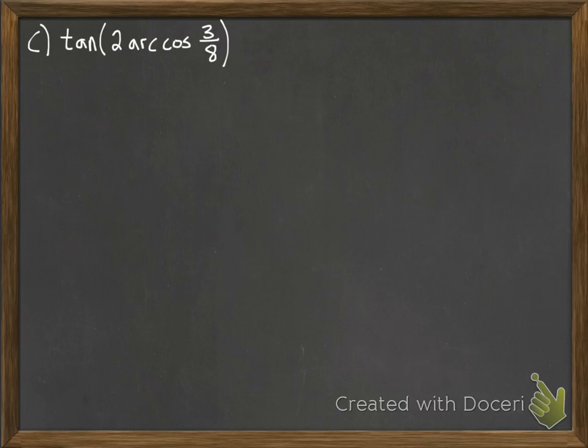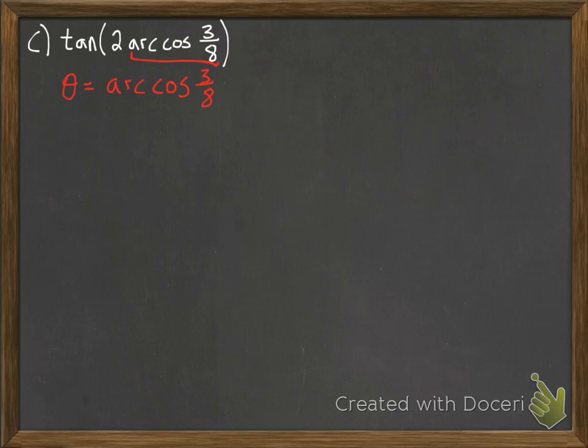Alright, welcome back. In this example, we're looking at tangent of twice arc cosine of 3/8. So the first thing we have to handle is this arc cosine. So we can start by allowing theta to be that arc cosine of 3/8.